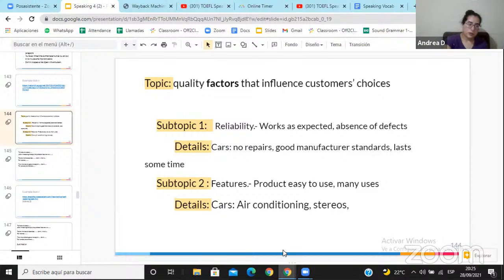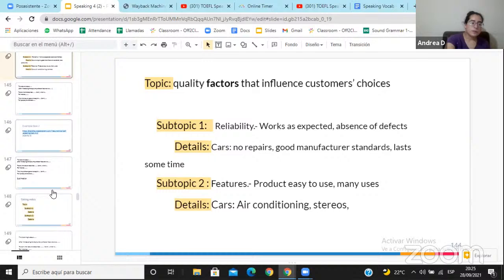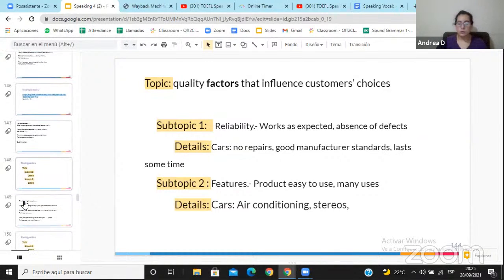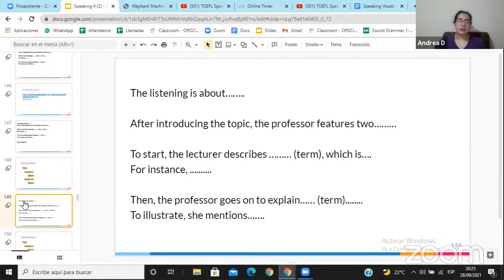Okay, guys. So finally, as for the response goes, here's what you need. At the beginning, you need a short introduction in which you explain what the main idea is, what the topic in general was about. You can just say something like, "The listening is about" or "The professor discusses." Both are okay. You can use another one as well if you like.